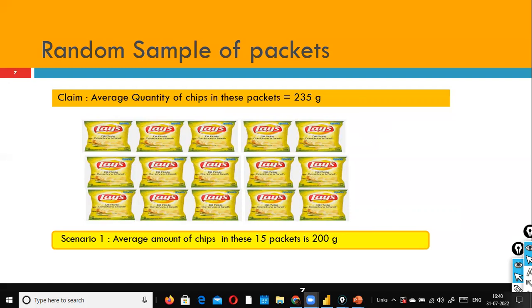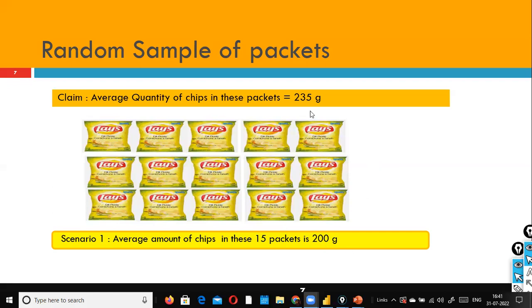So what can we do? Can I say the claim made by the manufacturer is correct or not? See, on top of the packet they printed 235 gram, which means each packet has 235 gram quantity of chips in it. To test this, I bought 15 packets from different shops and unpacked them. After weighing, I could see that the average quantity of chips in these 15 packets put together, when I take the average, is 200 gram.